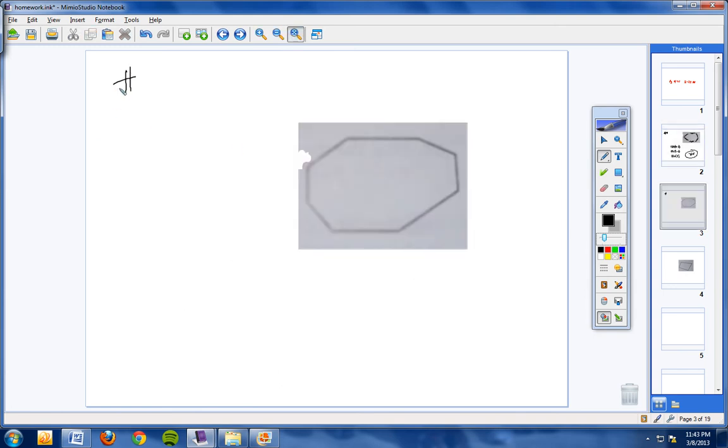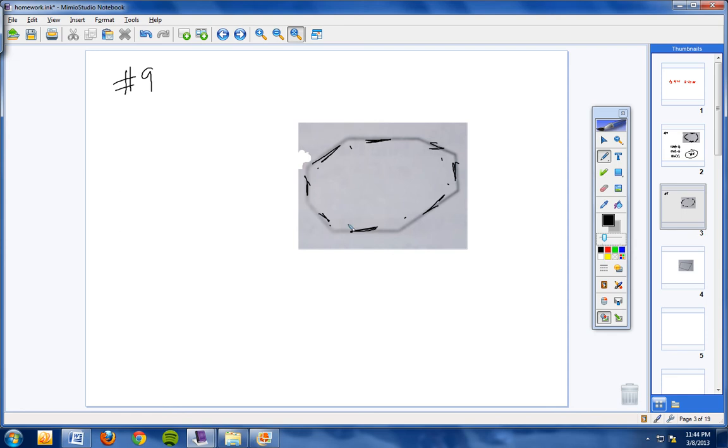We're doing the same thing on number 9. Let's count the sides. 1, 2, 3, 4, 5, 6, 7, 8. So there should be 8 angles then also. 3, 4, 5, 6, 7, 8. Yep. Okay, we have 8 sides.